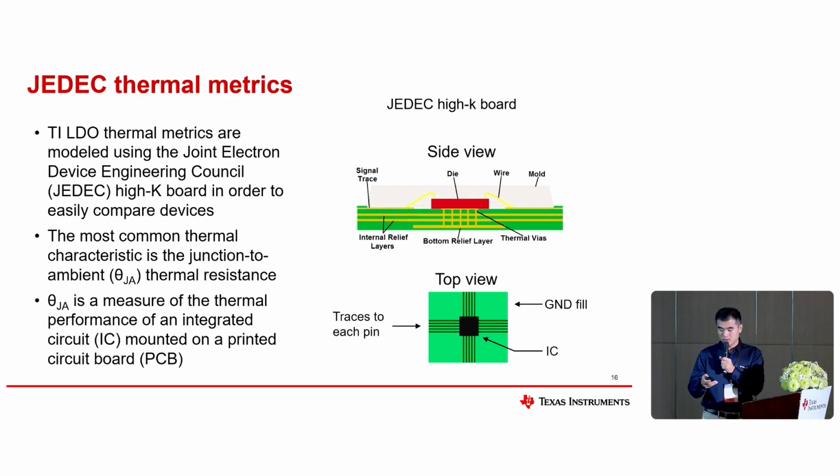If you check the LDO datasheet, normally you can get a spec for the junction-to-ambient thermal resistance. This spec is very important. Before we get the prototype, we can use this thermal resistance to estimate the LDO power loss, so we can estimate the thermal rise.